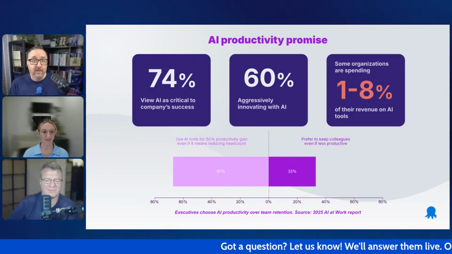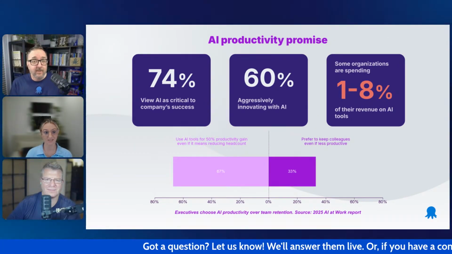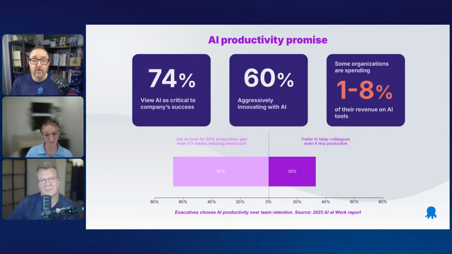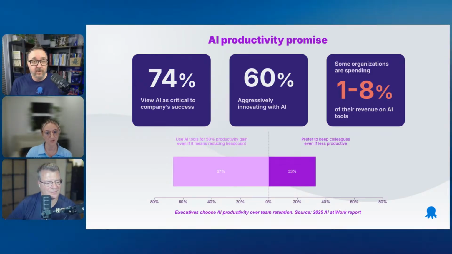Oh, that's a good point. I'm not sure, but in that podcast, 1 to 8% is almost the same as the budget of a marketing team. So I guess that's a little bit of a comparison as to how much companies are spending on AI tools. And wow. Yeah, so that's a lot.